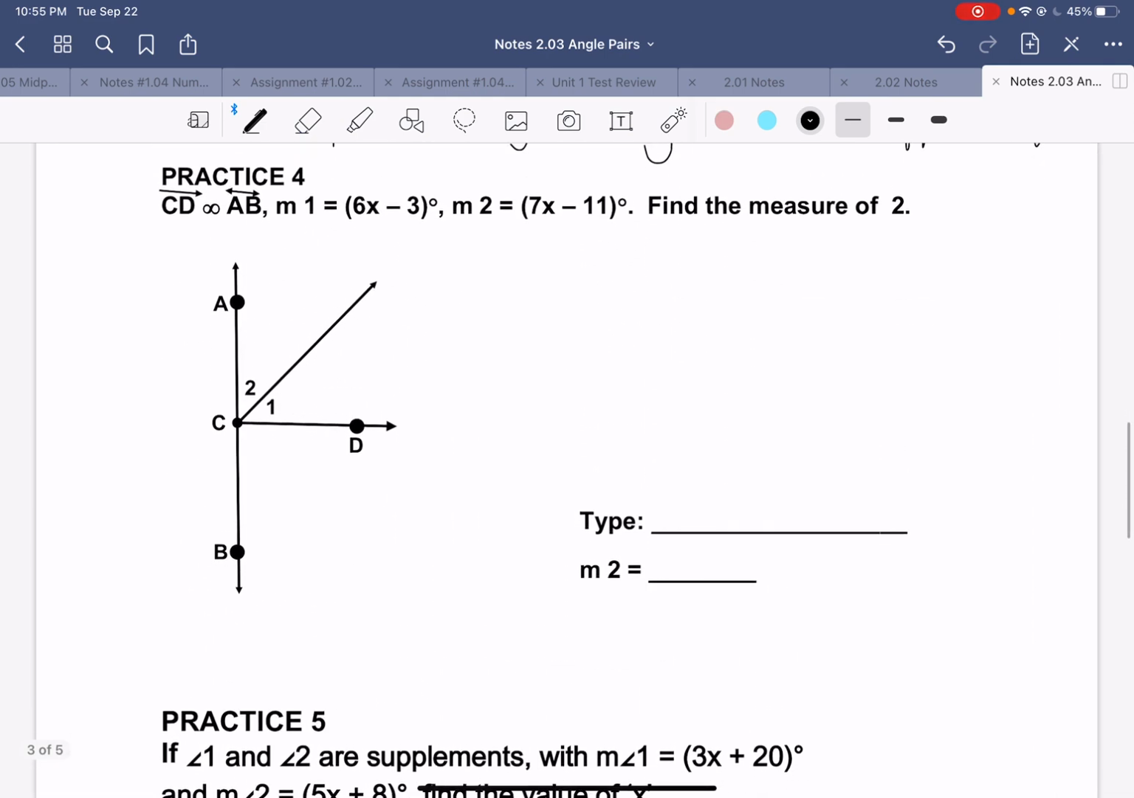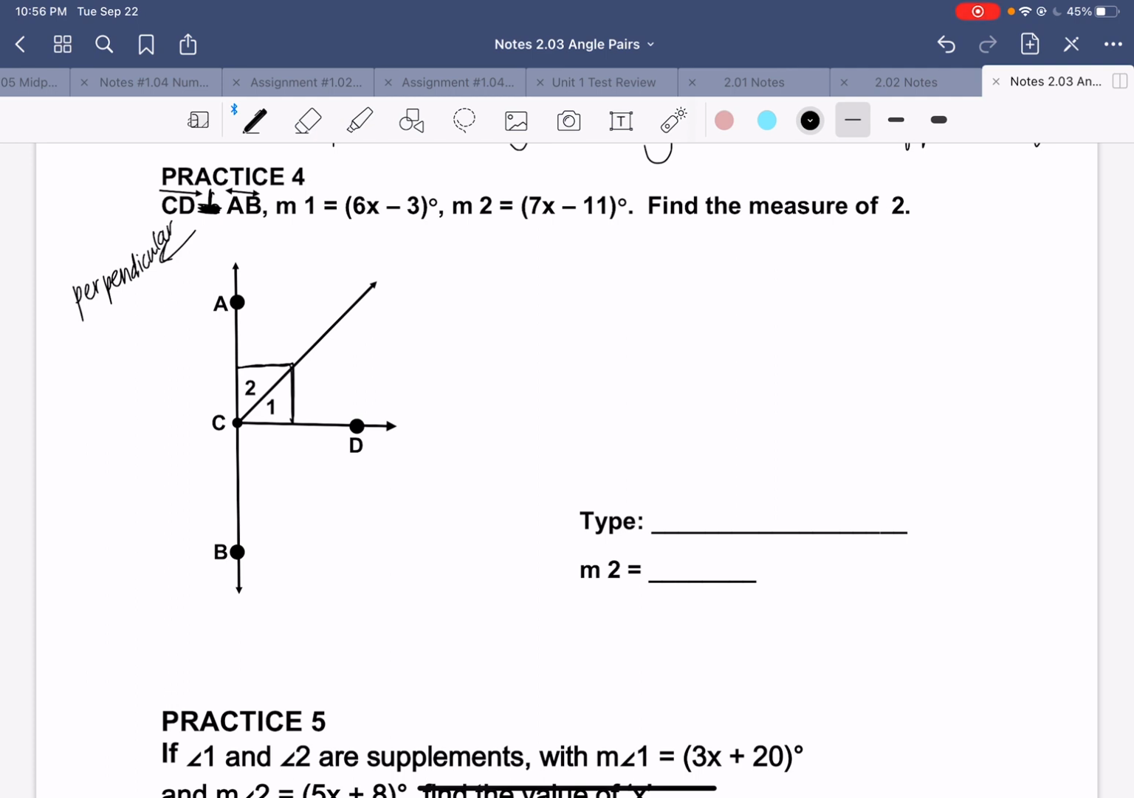All right, practice 4. It says ray CD and line AB are perpendicular. I think that's what that symbol is supposed to be. The symbol is supposed to be a perpendicular sign, the upside down T. So if they're perpendicular, they create 90-degree angles.